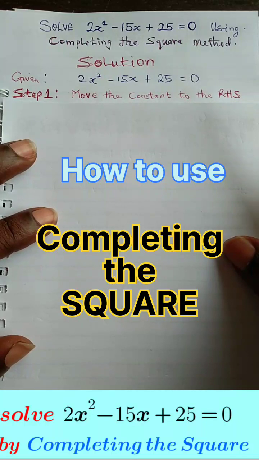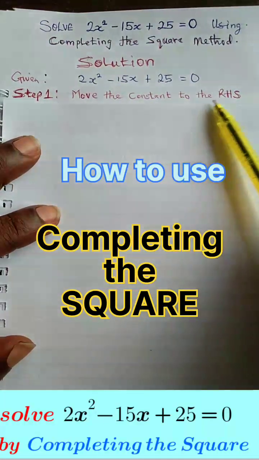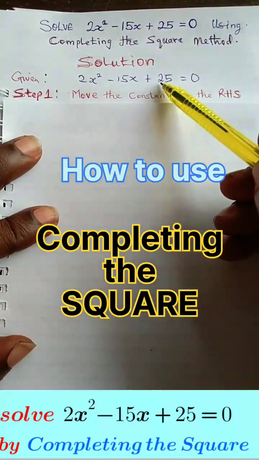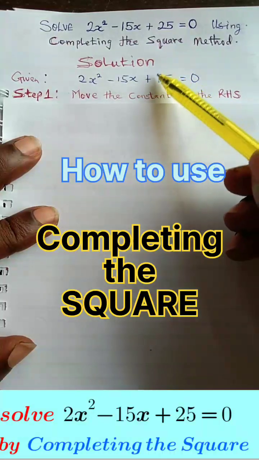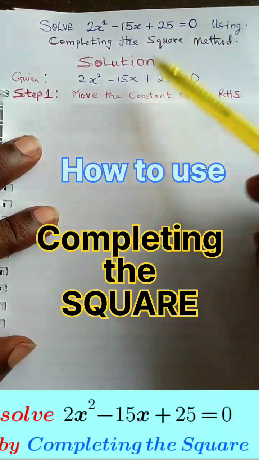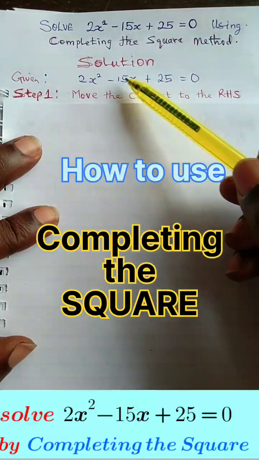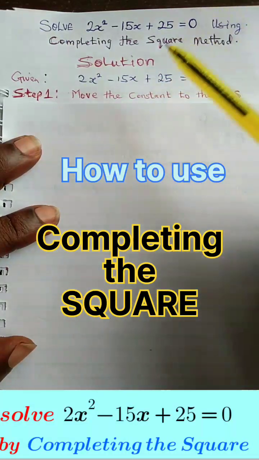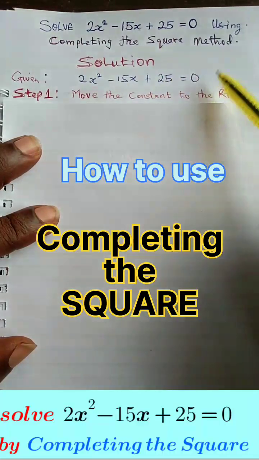The first step is that we have to move the constant to the right hand side. So what's the constant? The constant here is 25. The constant is the term that does not have a variable attached to it. If you check, there is x squared attached to the first term, there is x attached to the second term, but the third term has no variable attached to it. So it's called the constant term. So we are moving this constant term to the right hand side.